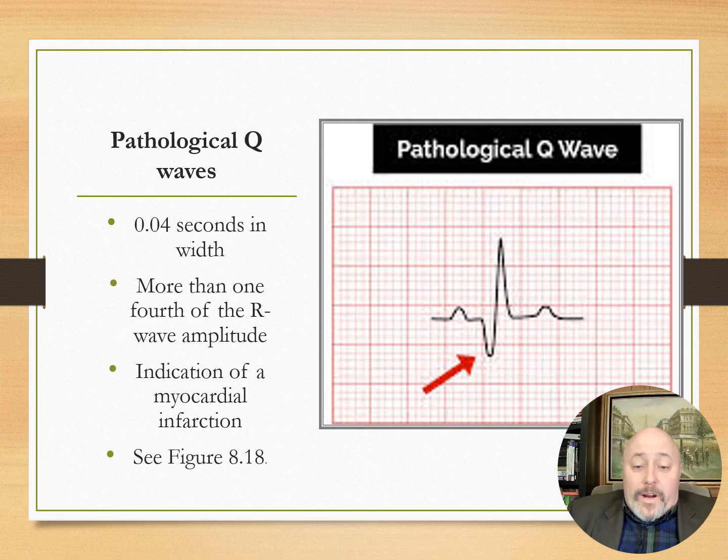One thing to be aware of with that Q wave is the pathological Q wave, which has a width of 0.04 seconds or greater and a depth that is greater than 1/4 of the R wave amplitude. Pathological Q waves are found on ECGs of individuals who have had a myocardial infarction, and they represent that myocardial muscle death.